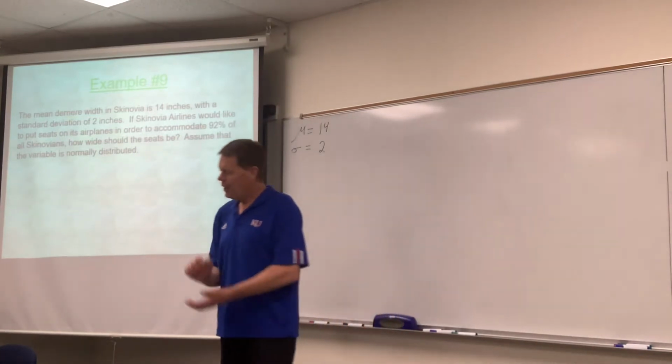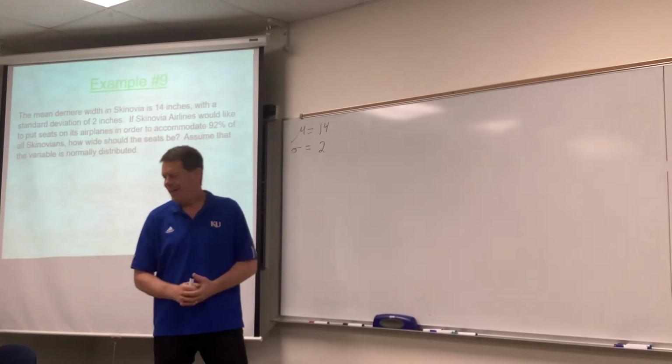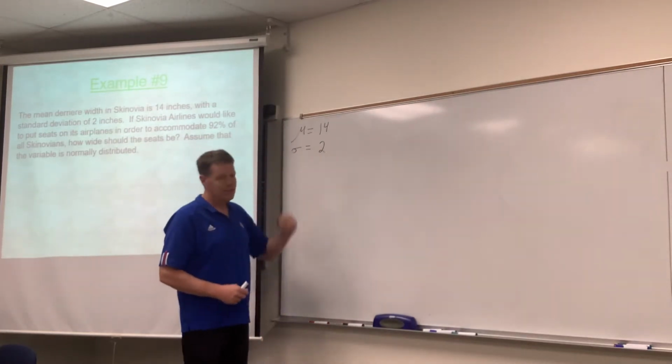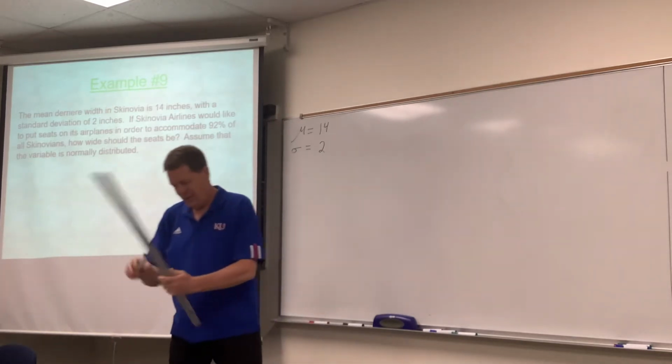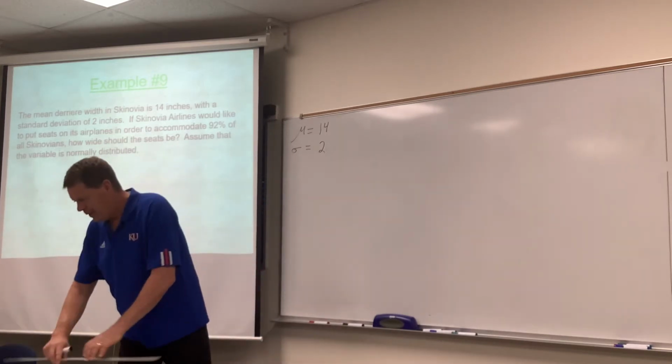So we're told that the mean width of a derriere in the land of Scanovia is 14 inches with a standard deviation of 2. The people are apparently very skinny. So anyway, that's the mean width for someone to be able to sit down.